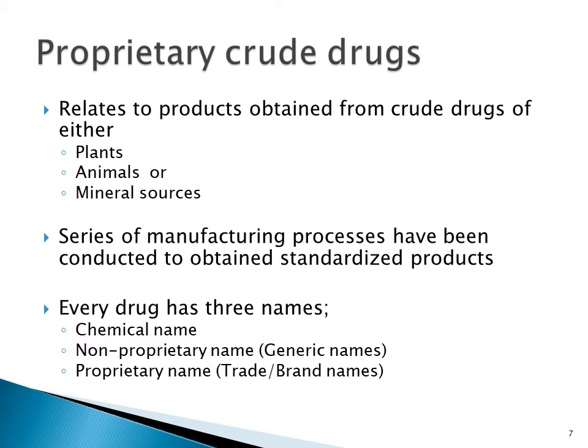It is important for you to know that every drug has 3 names, which include the chemical name, the non-proprietary name, also known as the generic name, then the proprietary names, also known as the trade names or the brand names.